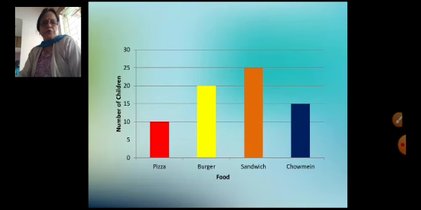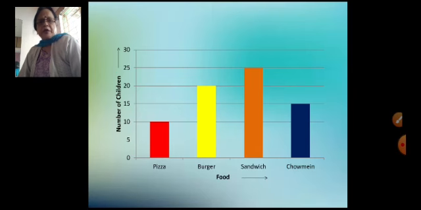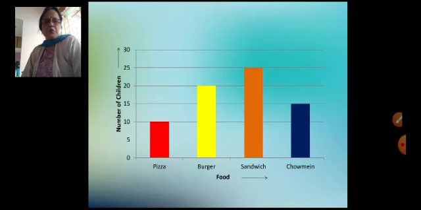Children, look here. Food is represented horizontally, whereas number of children is represented vertically. As you can see, the number of children who like pizza is 10, so here the bar of pizza goes from 0 to 10. In this way, the bar for burger goes from 0 to 20, sandwich from 0 to 25, and chowmein from 0 to 15 children.